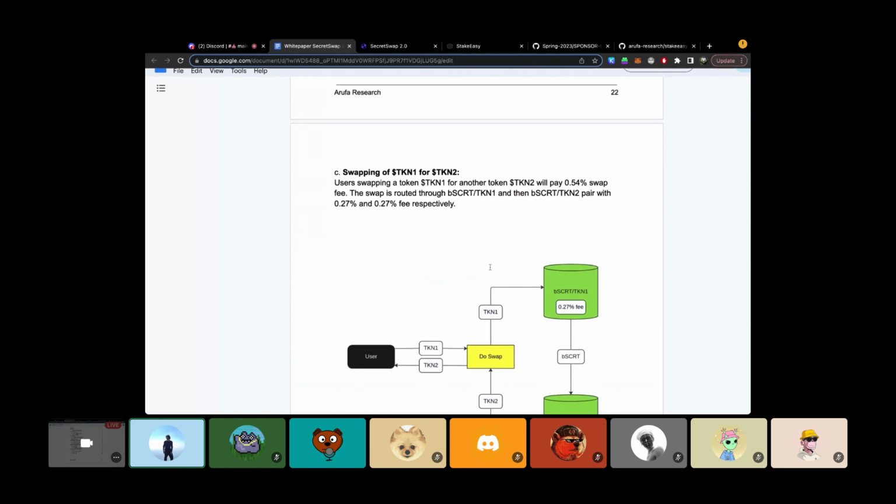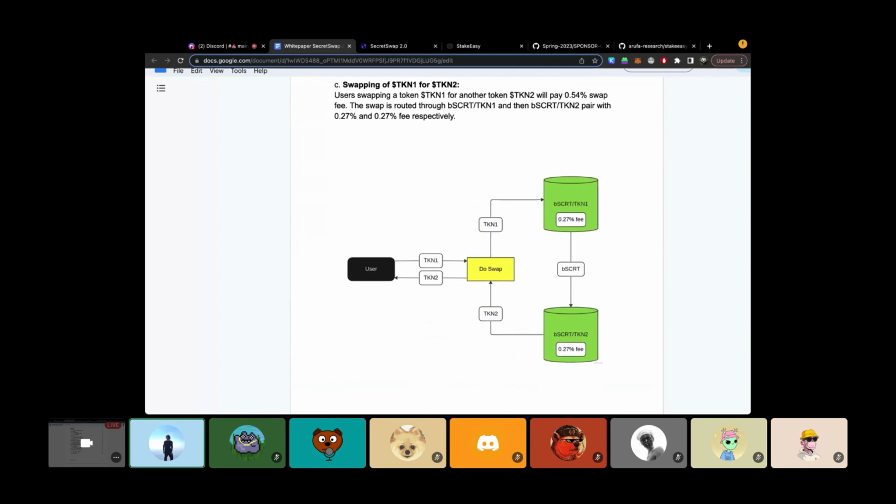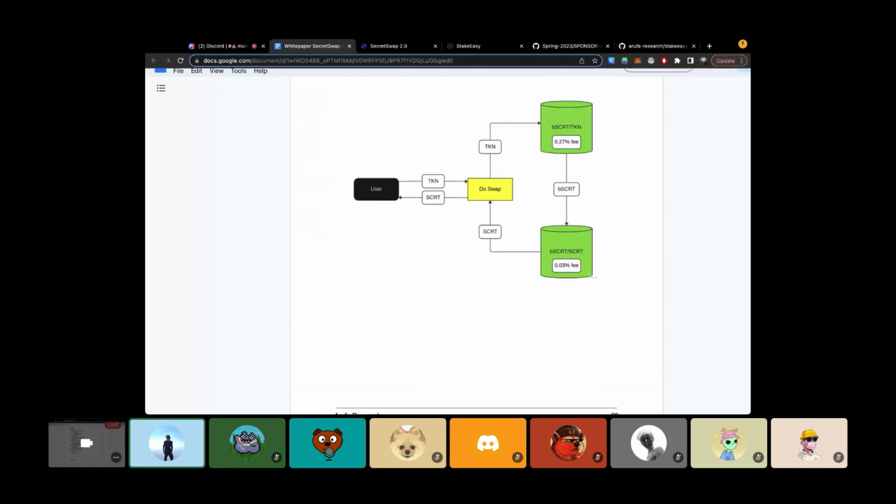The third case arrives where, for example, you're converting Atom to Osmo. There could be a pair B secret Atom, and there is a pair B secret Osmo. So let's say you're converting Atom to Osmo. It'll convert Osmo to B secret and then B secret to Atom, and return it to the user. So essentially, no difference while you're trading the pairs.